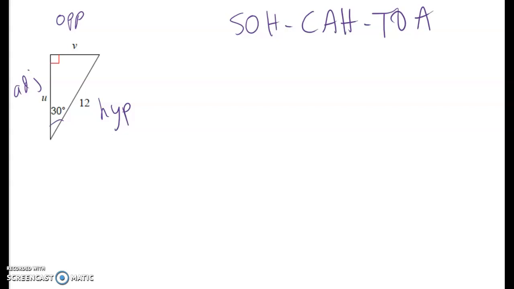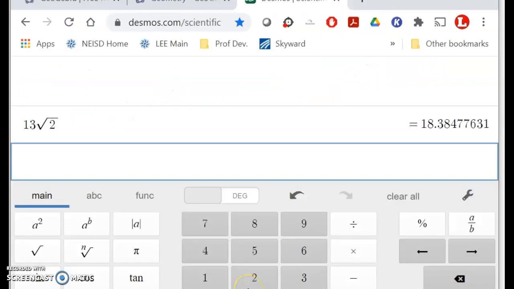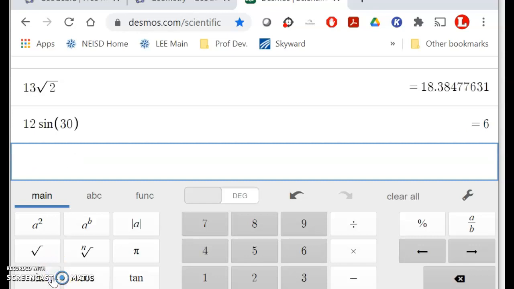So in this case, I know the hypotenuse. If I wanted to find the opposite, v, opposite and hypotenuse would be sine. So I could write sine of 30 degrees equals v divided by 12. Multiply both sides by 12, and I end up with v is equal to 12 times sine of 30. Okay? So 12 times sine 30 is 6. Okay?